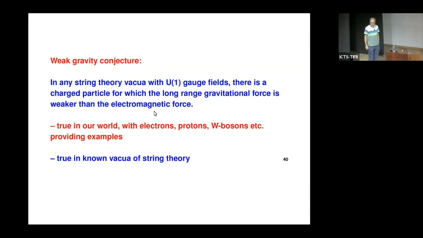Our vacuum certainly satisfies this. Examples are electrons, protons, W bosons, etc. The gravitational force between two electrons is certainly far weaker than the electromagnetic force between two electrons. So our vacuum does satisfy the weak gravity conjecture. And all known vacua of string theory also satisfy this. So that's one of the conjectures in the Swampland program.